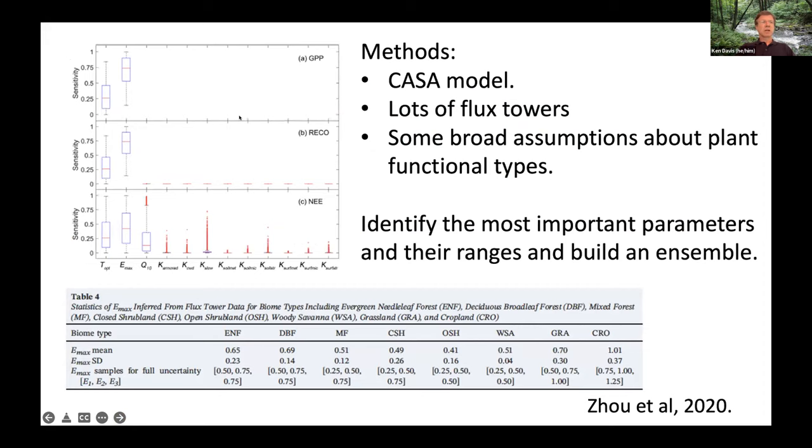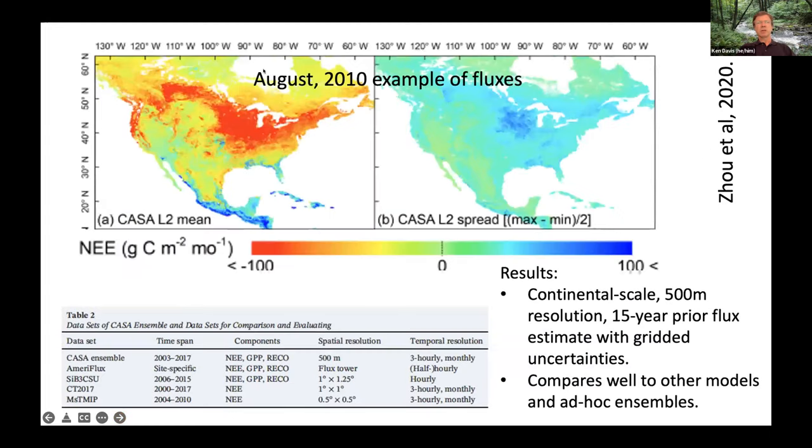Again, it used lots of flux towers, identified the parameters of the model that are most important, and then used comparisons with flux towers to come up with ranges for those parameters, similar to the PDF approach from Jingfeng Zhao, and then built an ensemble. And this is really cool. This is an August 2010 example of fluxes. This is the mean of Yuzhou's ensemble.